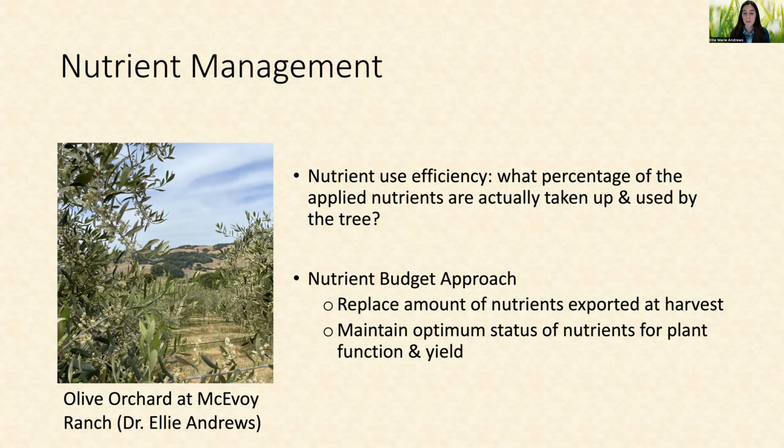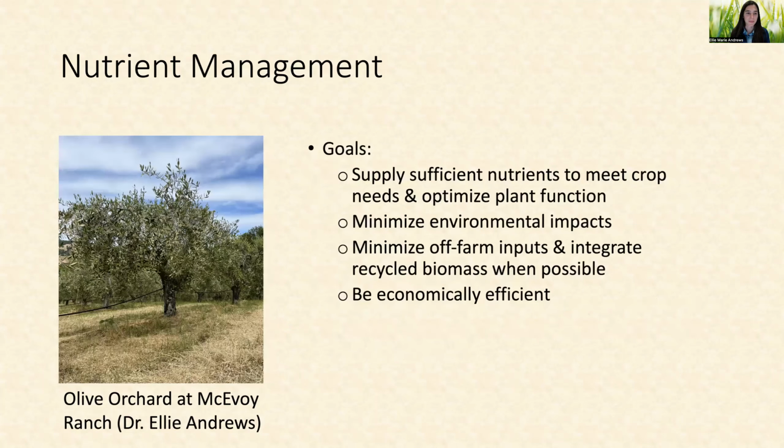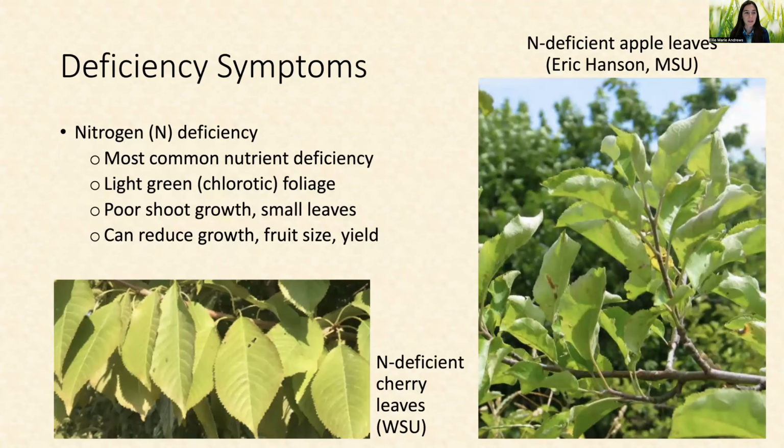And this is really going to help us maintain optimum status of nutrients for plant function and health and also fruit production. So our goals with this are supplying enough nutrients to meet crop needs and optimize plant function. We want to minimize environmental impacts. We want to minimize off-farm inputs as well and integrate in recycled biomass when possible. So you might use a little fertilizer. You might also use some compost. And we also want to be economically efficient as well.